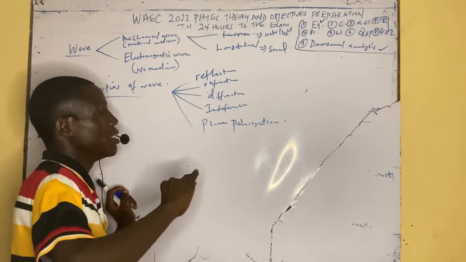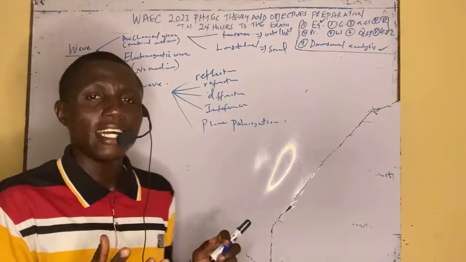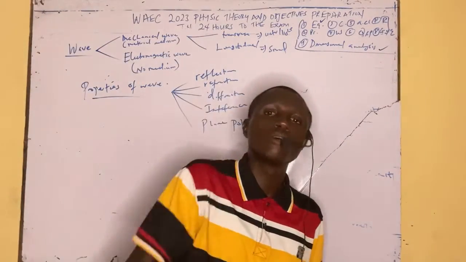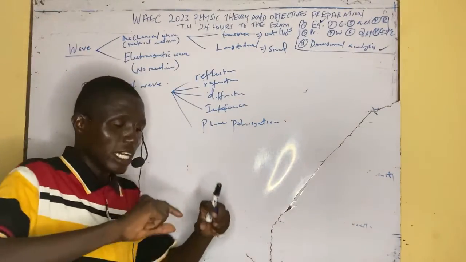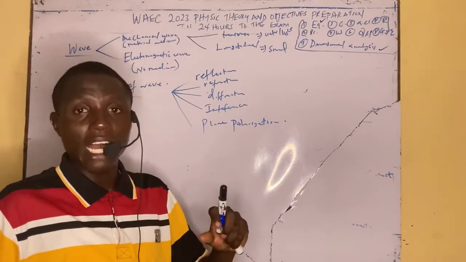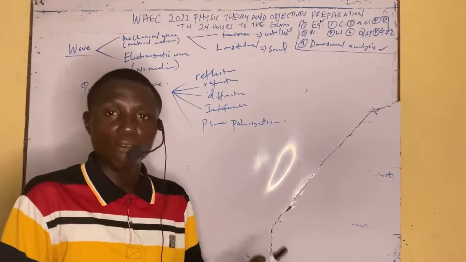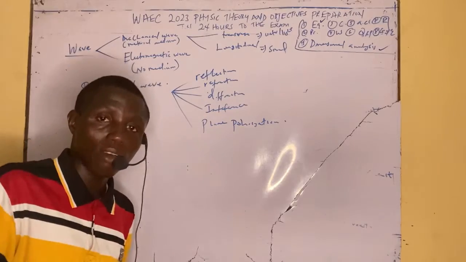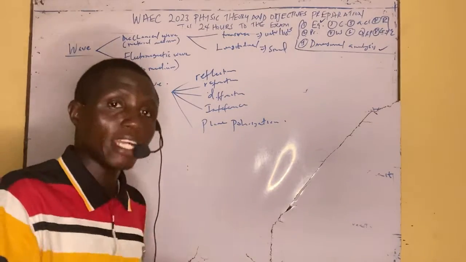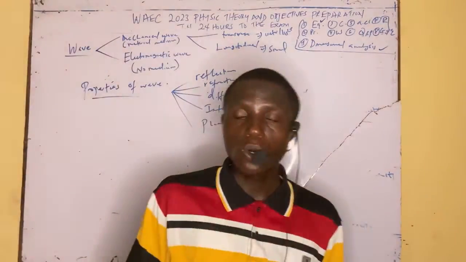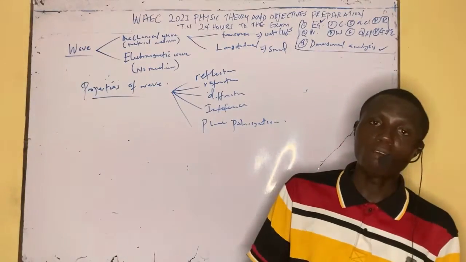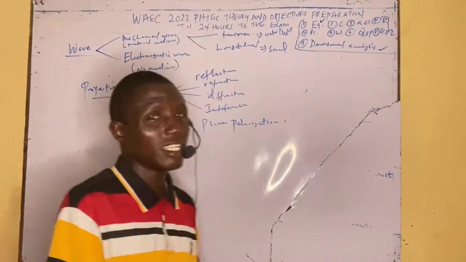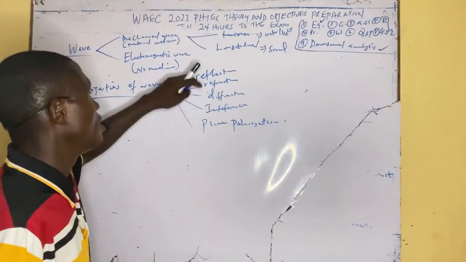The change in the speed of light when it travels from one medium to another. Refraction is the change in the speed of the wave as it travels from one medium, either from air to glass, or glass to air, or air to water, or water to air. So it is the change in the speed of the wave as it travels from one medium to another. Refraction is a very interesting law.